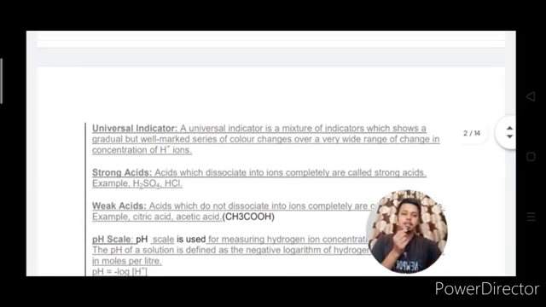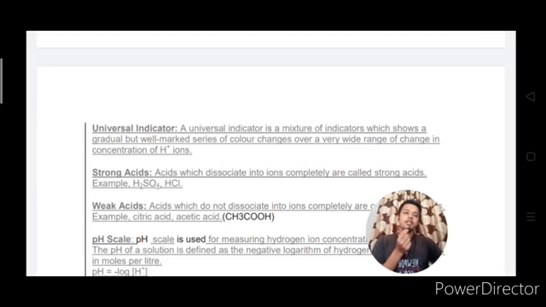Next thing is that on the basis of their ionization, that is the tendency to ionize, we classify them as strong acid as well as weak acid. Strong acids dissociate into ions completely. That's called a strong acid. A very good example is sulfuric acid, H2SO4, and hydrochloric acid, that is HCl.